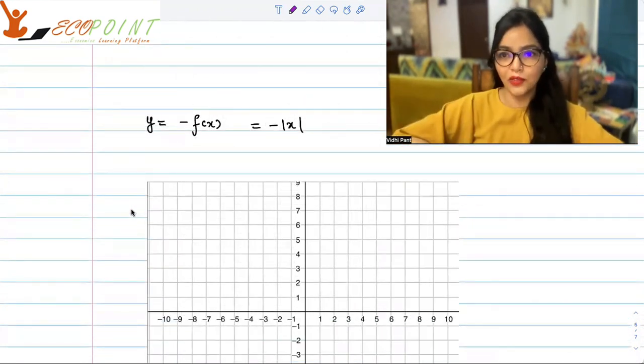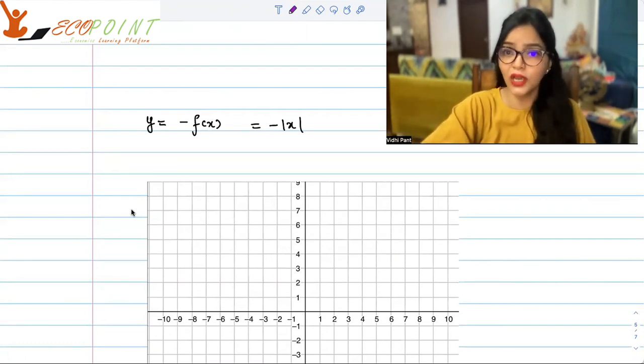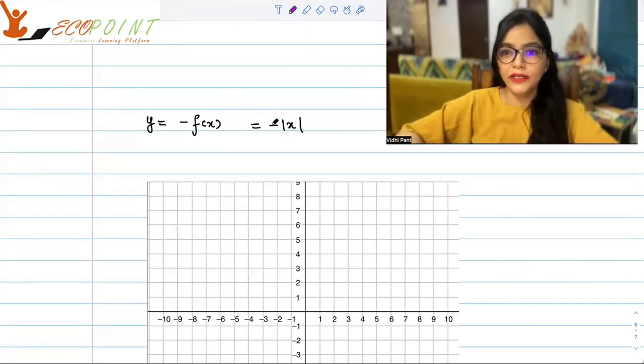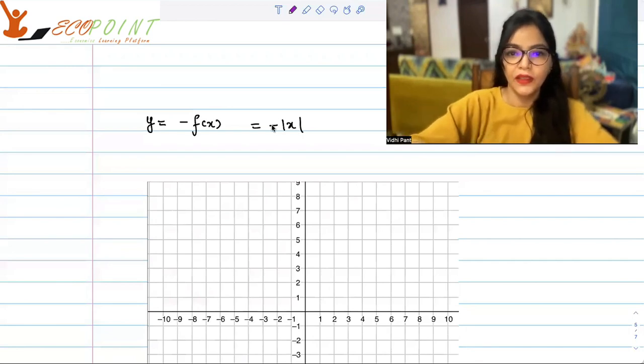Let's look at some more transformations here. y equals modulus of x. We've already seen what the graph looks like. What about y equals minus of modulus of x? What's going to happen? What kind of reflection are we getting here? Minus of mod x clearly is a reflection across the x-axis.